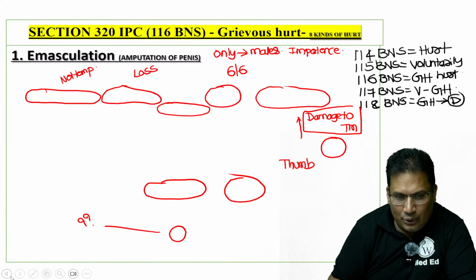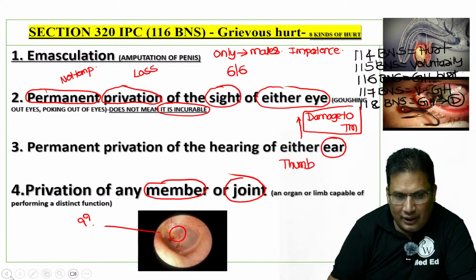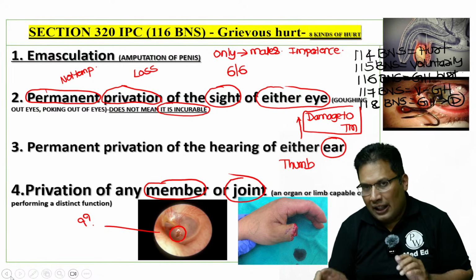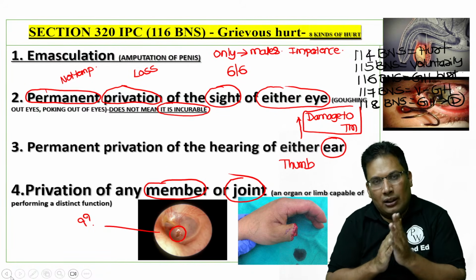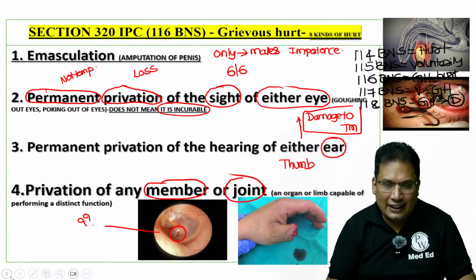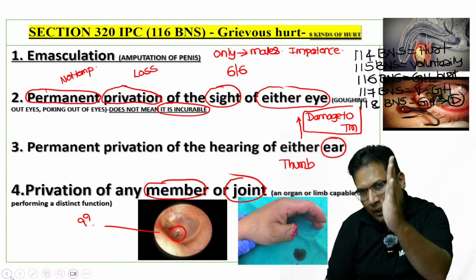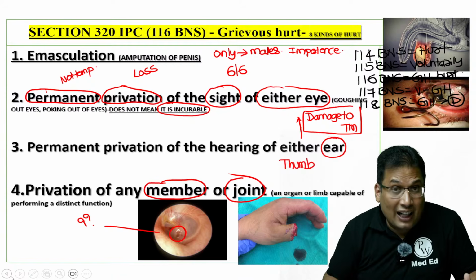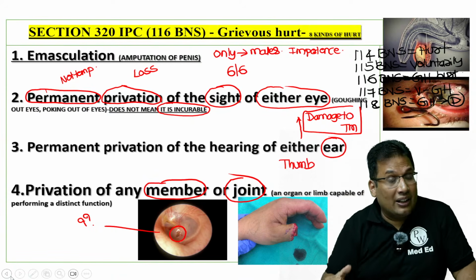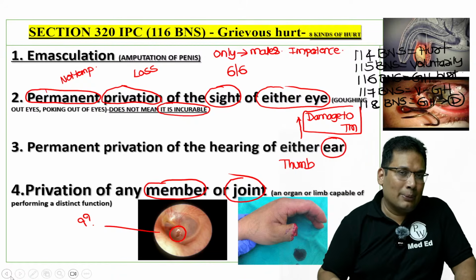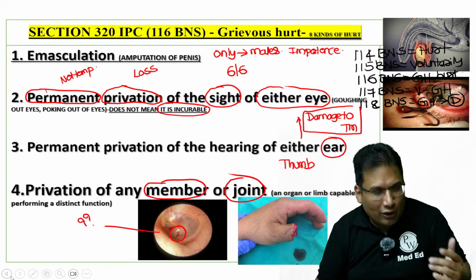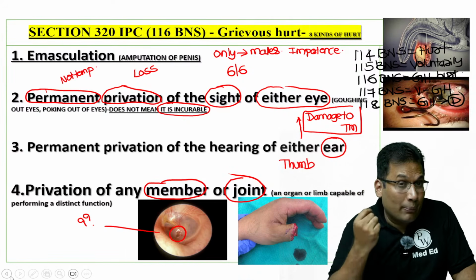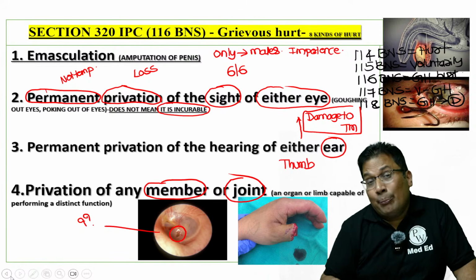Just to summarize today's lecture, grievous hurt is a very commonly asked question. What is grievous hurt? There are 8 clauses. Then sections 114, 115, 116, 117, 118. Clause 1, remember emasculation. Clause 2, eyes, that is permanent privation of sight of either eye. Clause 3, the ear: outer ear, inner ear and middle ear, 3 parts. Clause 4 is basically a member or a joint. Clause 5, remember 5 fingers, power star, that is permanent privation of power of a member or joint.